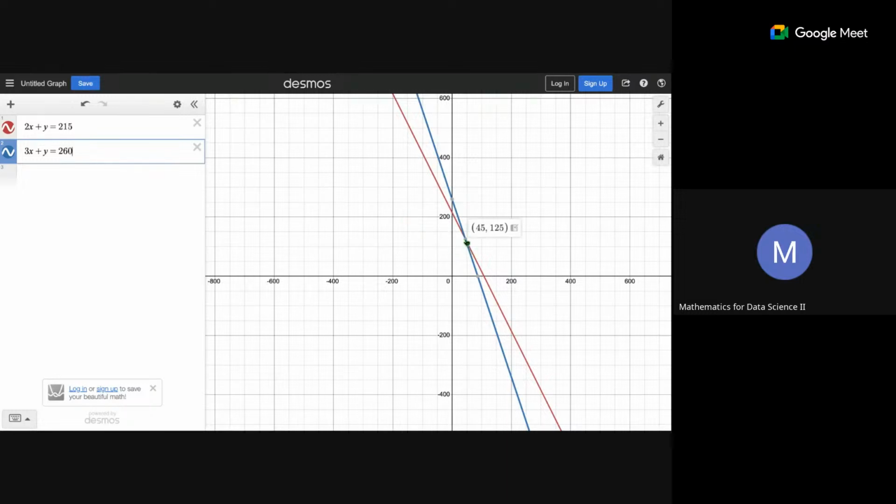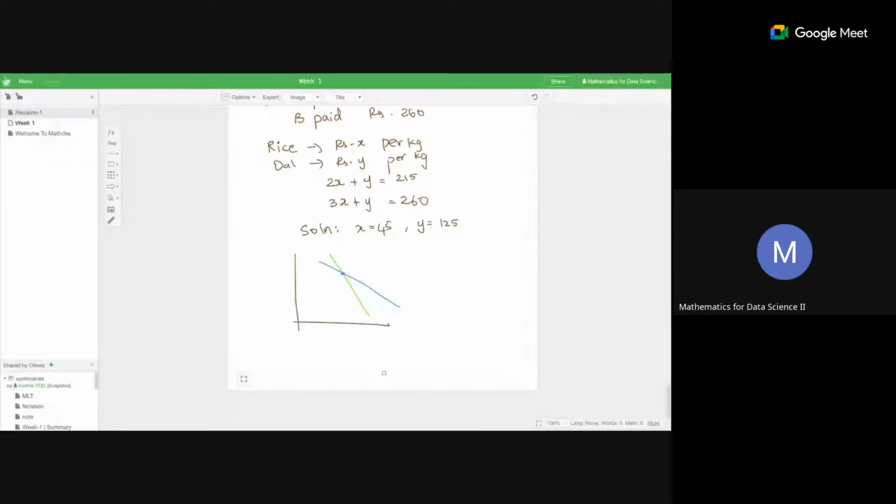And you can see that both of them are intersecting at which point? 45 comma 125. So you see that both the lines are intersecting exactly at one point. Okay, and that point is your unique solution. So when you are having a system of linear equations with two variables and two equations, you are going to have two lines, and in this scenario they intersect at only one point, which is a unique solution for this system. So far, are you with me? You all follow?